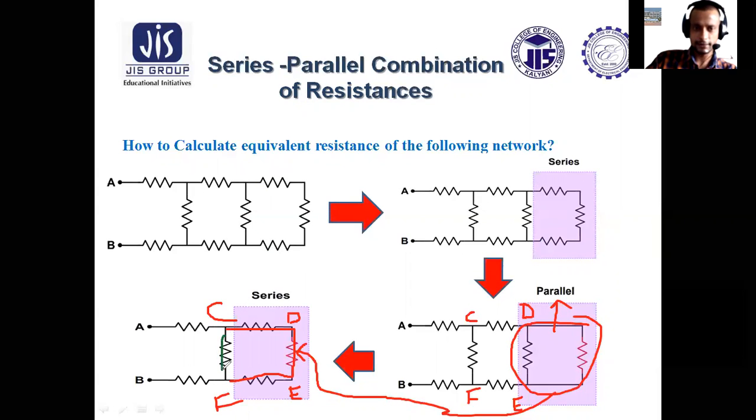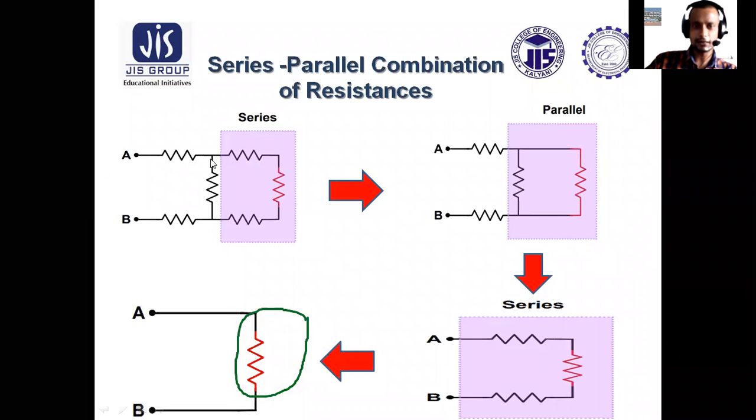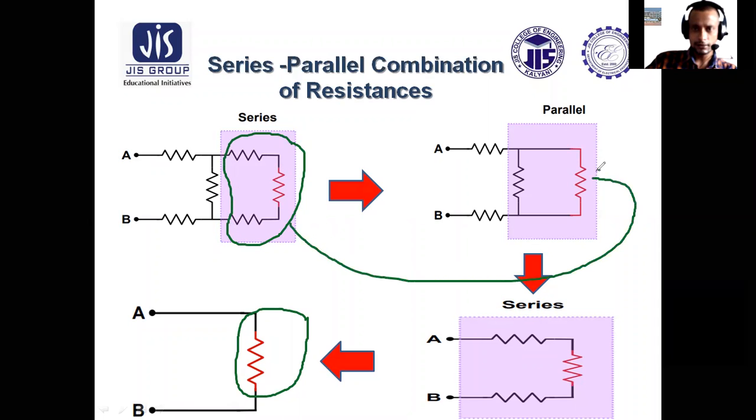So you may reach at F from C through this green path or through this red path. Now in this red path, these three resistors are combined in series. Let us move to next slide. The series combination of these three resistors may be combined into a single resistor. This was C, this was F.